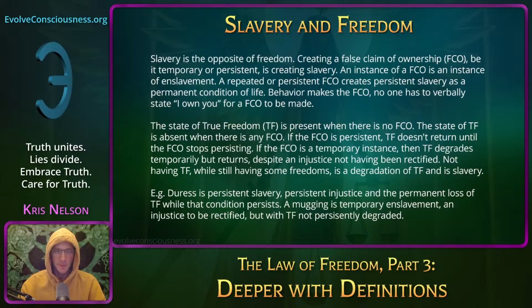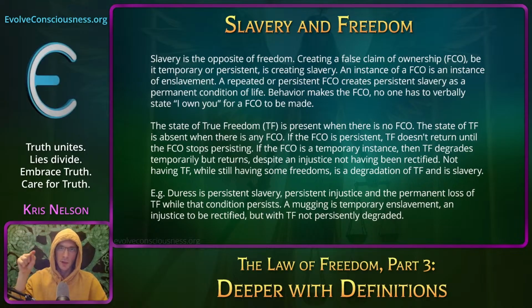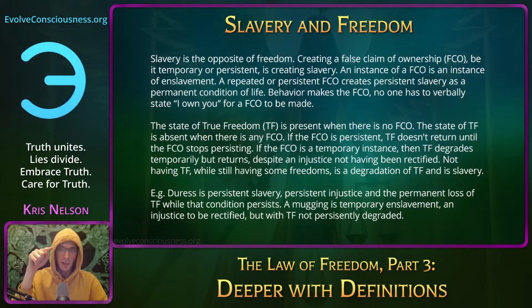For example, duress is persistent slavery, persistent injustice, and the permanent loss of true freedom while that condition persists. A mugging is temporary enslavement, an injustice to be rectified, but with true freedom not persistently degraded. So I hope that's clear that there's some false claims of ownership that are temporary. They happen once, they're one and done. And so true freedom goes down at that instance, and then it goes back up because that instance didn't repeat.